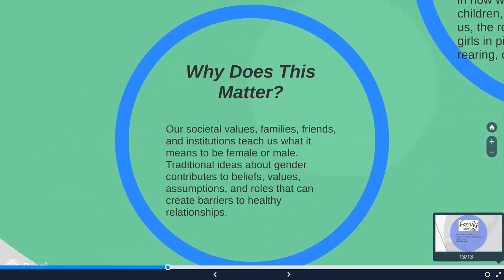So why does this matter? Why are we talking about gender socialization, and especially in the context of intimate partner violence? Our societal values, our families, our friends, our institutions teach us what it means to be female or male. And those traditional ideas about gender contribute to beliefs, values, assumptions, and roles that can create barriers to healthy relationships. And so it's important to discuss where the socialization comes from, what the ideas on gender are, in order to start to break down the ways that it's getting in the way of healthy relationships.